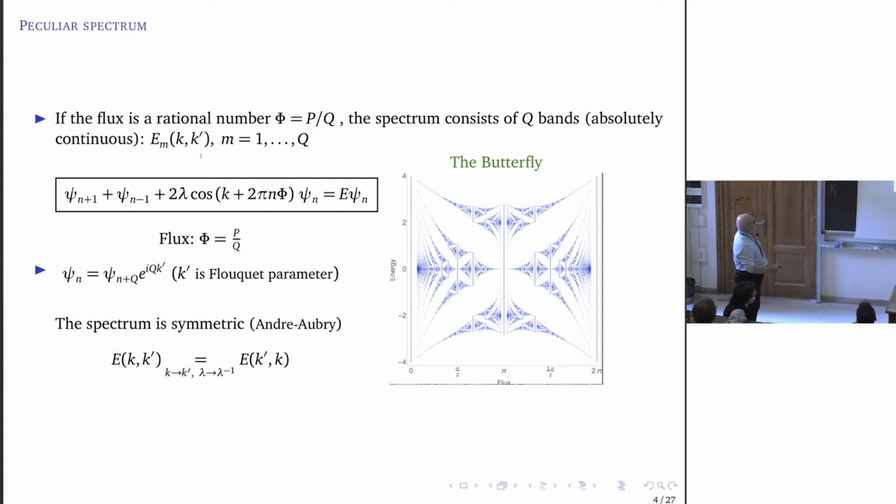So three blue lines. But if the flux is very close to one third, then the number of bands is 3 × 137 plus one. Right? So the problem is definitely about arithmetics. A small change in phi, from one third to almost one third, creates an incredible number of gaps out of three gaps. And that's what is written here.